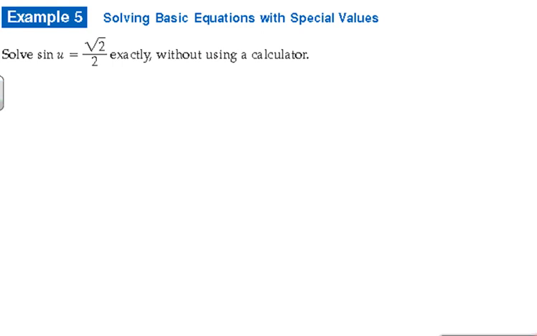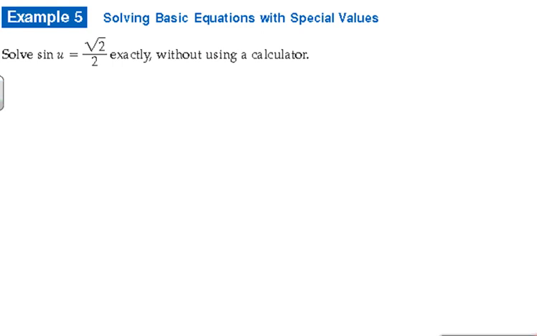Okay, today we're going to finish our discussion of solving trigonometric equations using algebra. So we're going to move past some of the basic equations. And what we have today is something with a radical in it. And basically it says solve sine of u equals root 2 over 2 exactly without using a calculator. So that means you need a calculator.